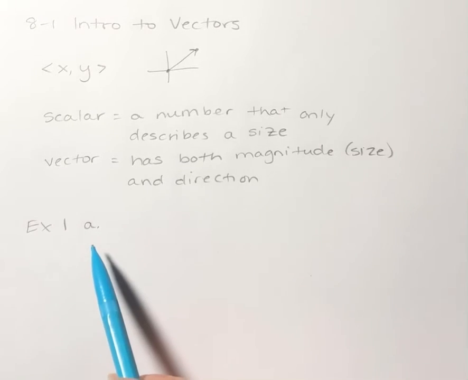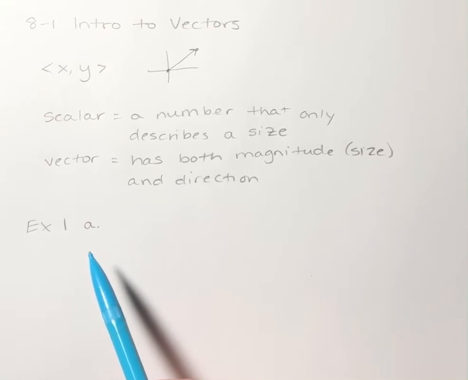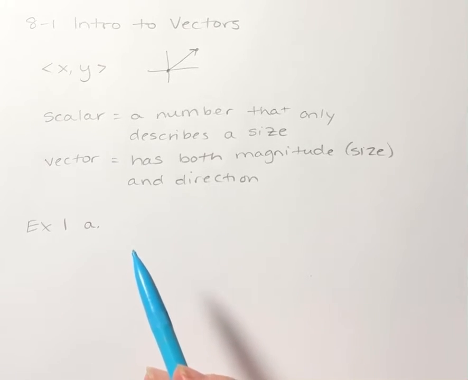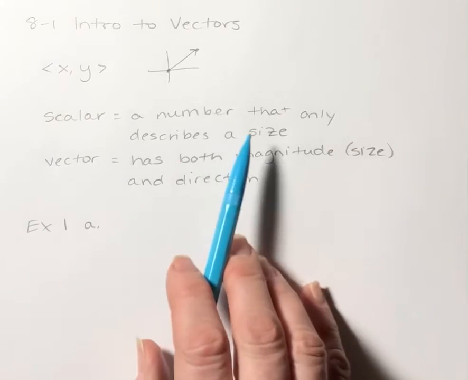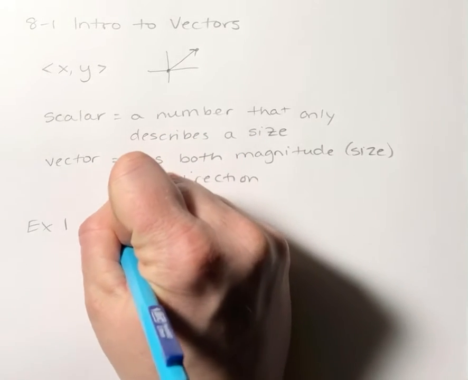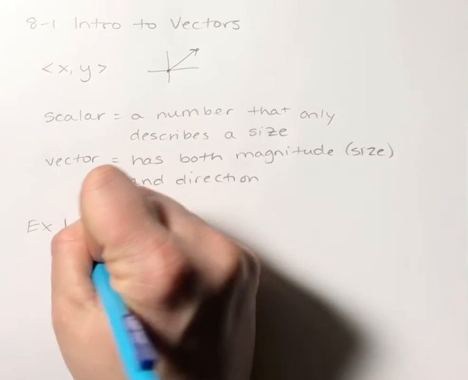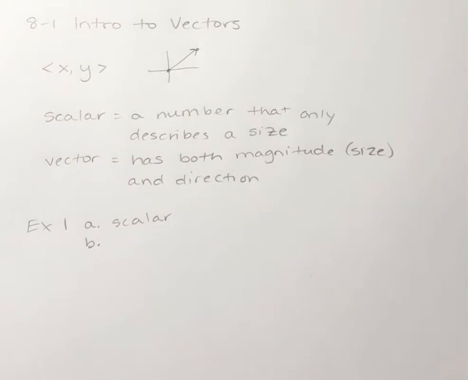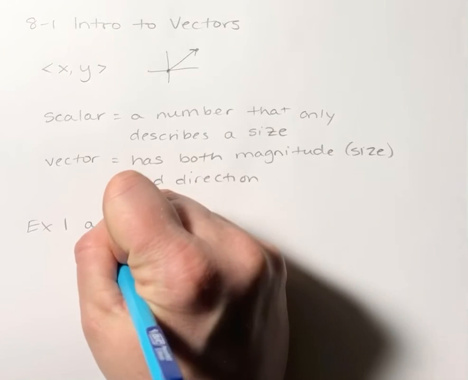So example 1a says a boat is traveling at 15 miles per hour. So if it's just 15 miles per hour, we do not have a direction. We only have speed. We only have that size. And so this one is just a scalar. B says a hiker walking 25 paces due west. So 25 paces, there's your magnitude. Due west, there's your direction. So this one is a vector.